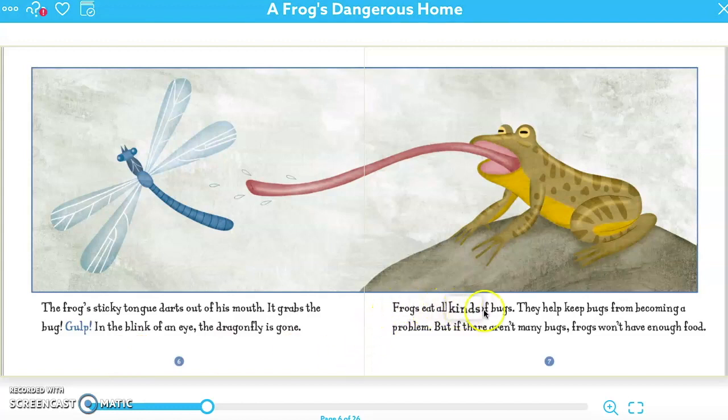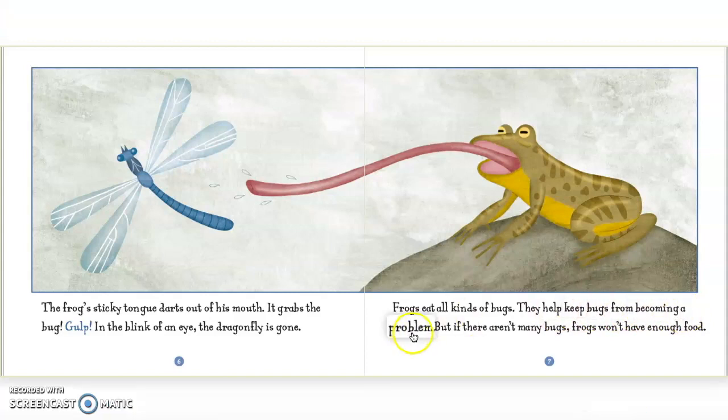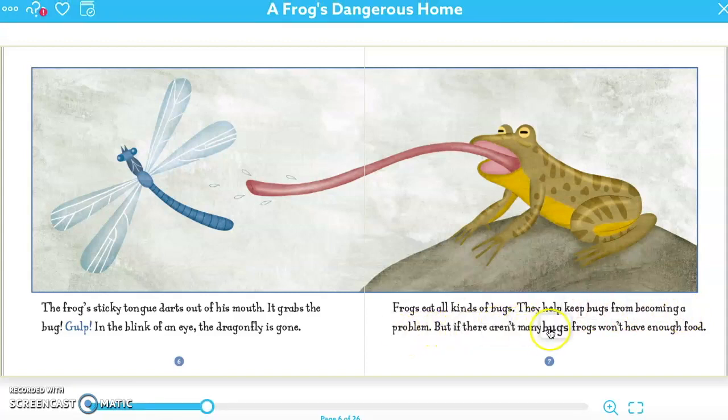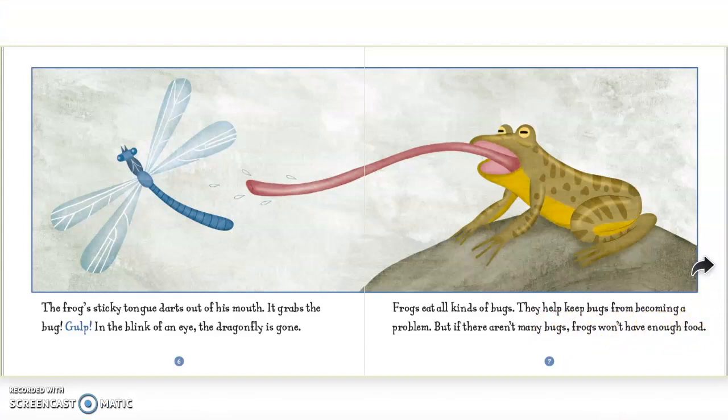Frogs eat all kinds of bugs. They help keep bugs from becoming a problem. But if there aren't many bugs, frogs won't have enough food. So they eat bugs, and if there aren't that many bugs, then they won't have food to eat.